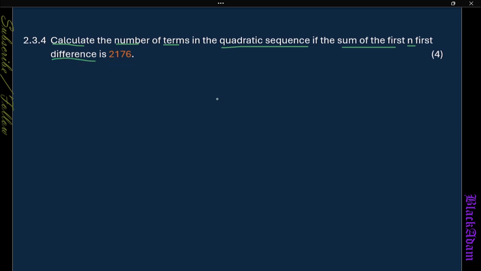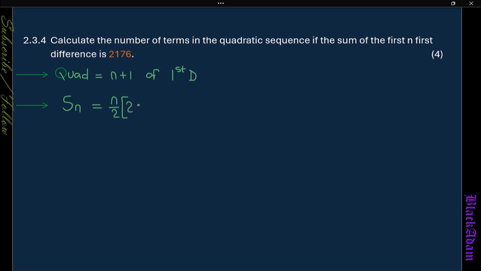Then we move to the last question, where we find n such that the sum is 2176 for the first difference. In the quad, if we know the nth term of the first difference, then the term of the quad is going to be n plus 1. Our equation is the sum of n for arithmetic, which is n over 2 bracket 2a plus bracket n minus 1 d. You can check that on the formula sheet. And we have 2176 as the sum of the terms.